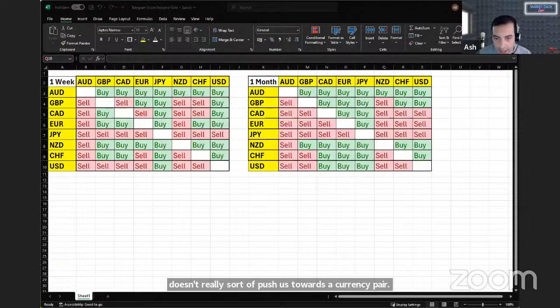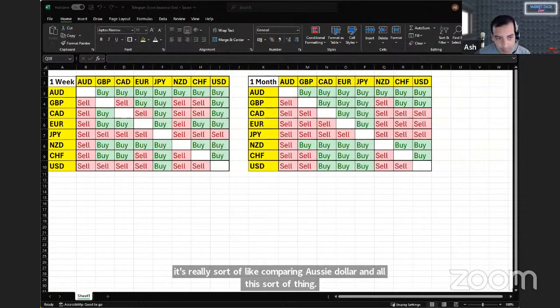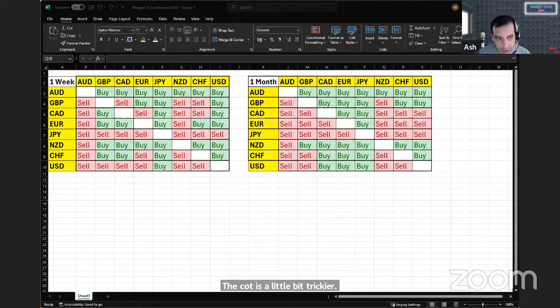Ah, great. Okay, yeah, KW, yeah, it is because it needed to be tracked against something. So it's really like comparing Aussie dollar and all this sort of thing. The COT is a little bit trickier, but I will try. I need a really good formula now with a COT.